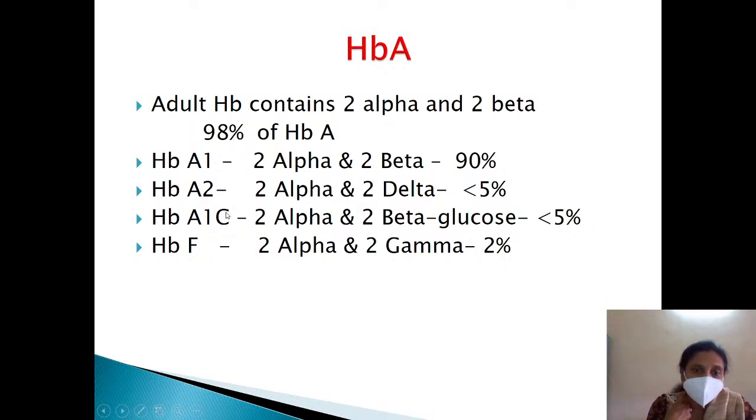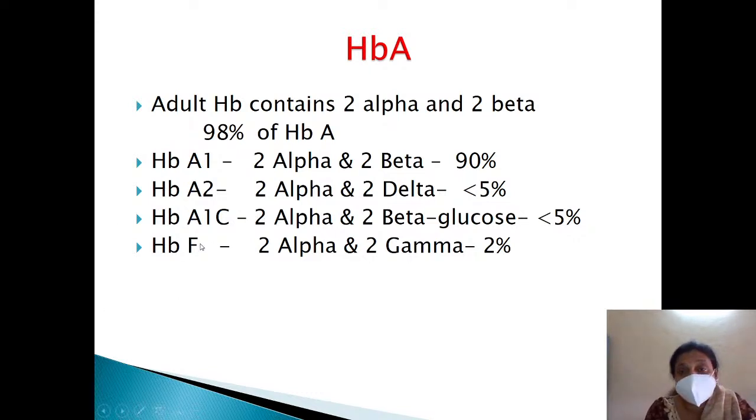Next one is HbA2, which constitutes less than 5% of the total hemoglobins, and it is composed of 2 alpha and 2 delta. Next one is HbA1c, composed of 2 alpha and 2 beta along with a carbohydrate, that is glucose, and HbA1c concentration is less than 5% of the total hemoglobin.